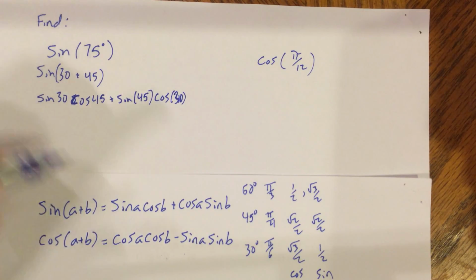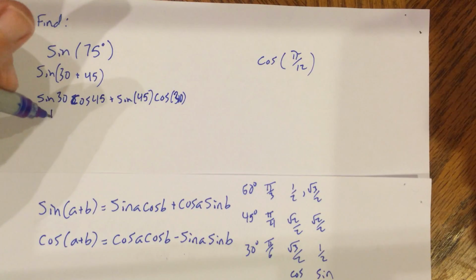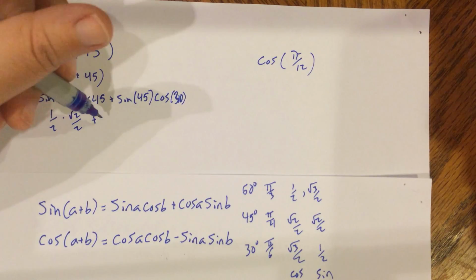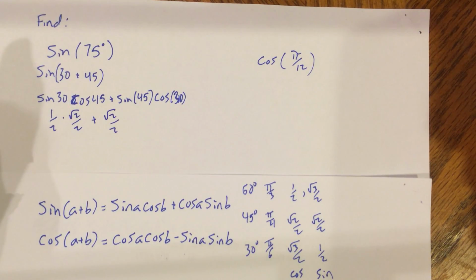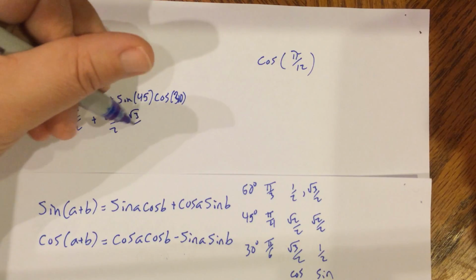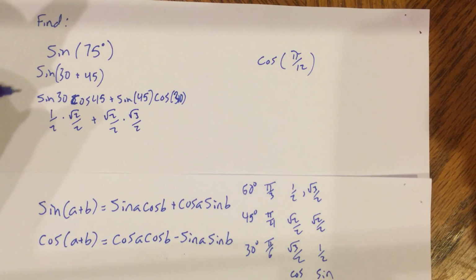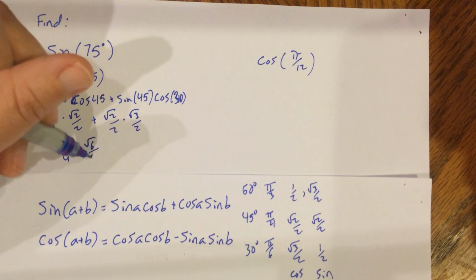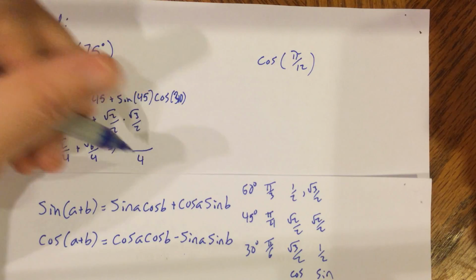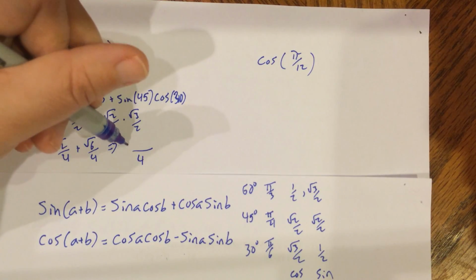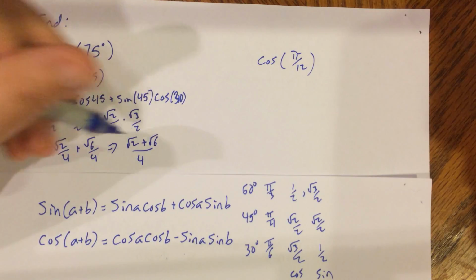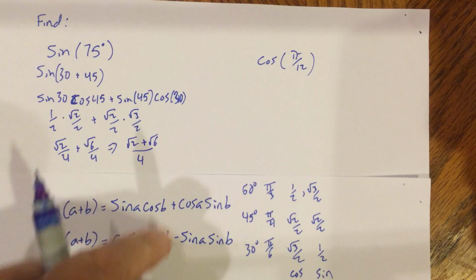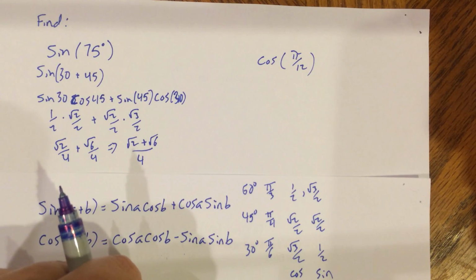So sine of 30 is 1/2. Cosine of 45 is square root of 2 over 2. Sine of 45 is square root of 2 over 2. Cosine of 30 is square root of 3 over 2. Multiplying straight across the top and bottom, square root of 2 over 4 plus square root of 6 over 4. Common denominator, might as well write as one fraction. Can't actually add these together though, so square root of 2 plus square root of 6, all over 4. And done.